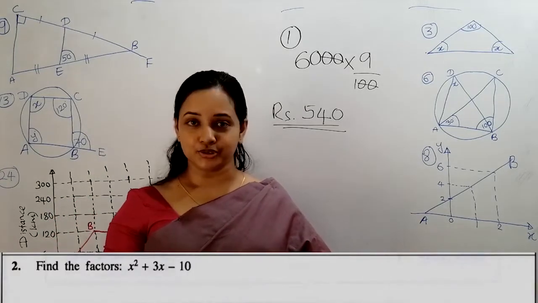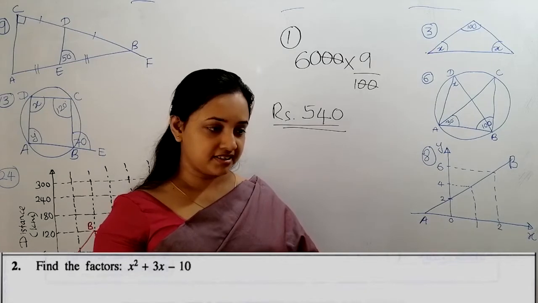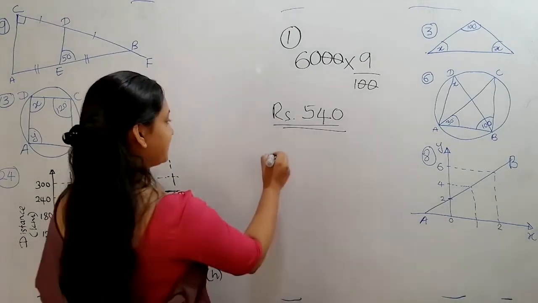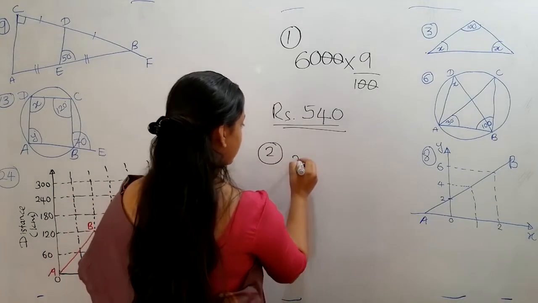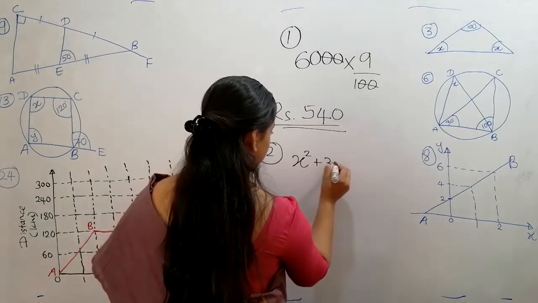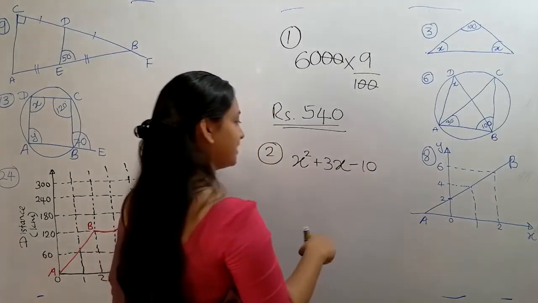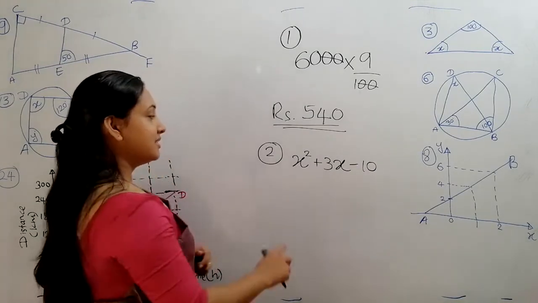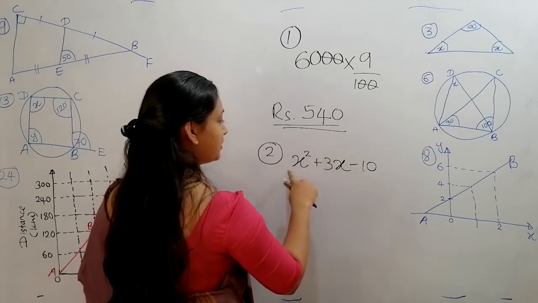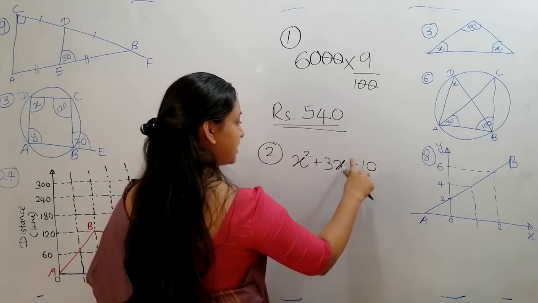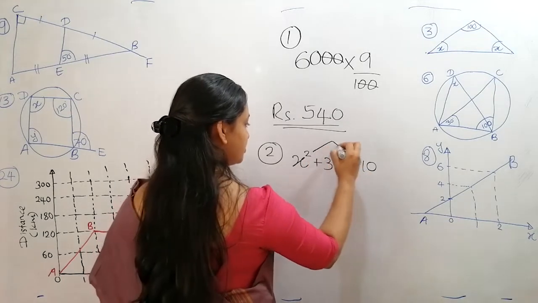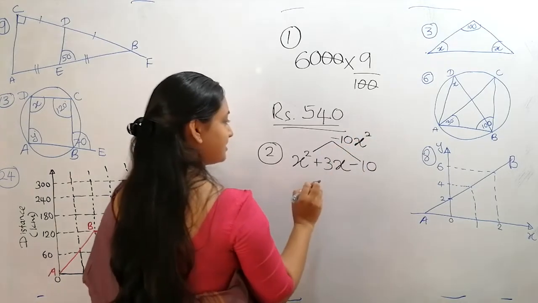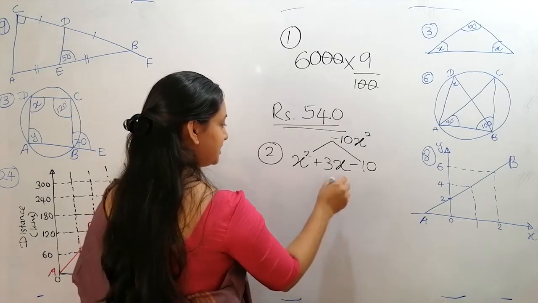Then look at question number 2. Find the factors of x squared plus 3x minus 10. This is a quadratic expression. How can we simplify this one? We have to get the product of the first term and the numerical term, that means the third term. The product of these two terms is minus 10x squared, and we have to divide the middle term into two terms.